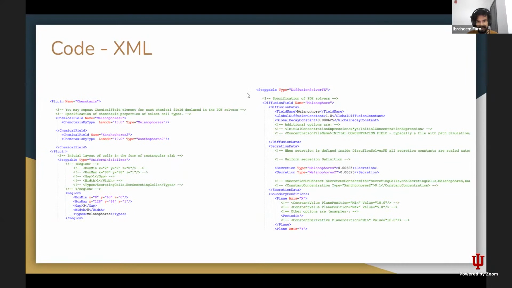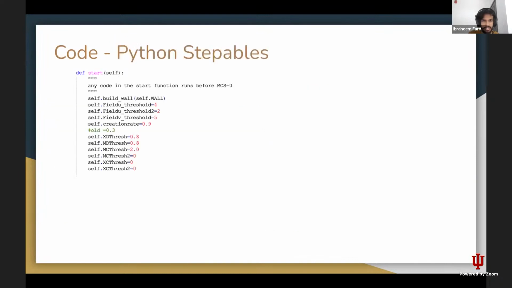Xanthophore 1 is exactly the same as this, basically. And then xanthophore 2 is just the shorter range version of xanthophore. The steppables, I'll go into more detail when I do the code demonstration, but these are just different thresholds that we care about.